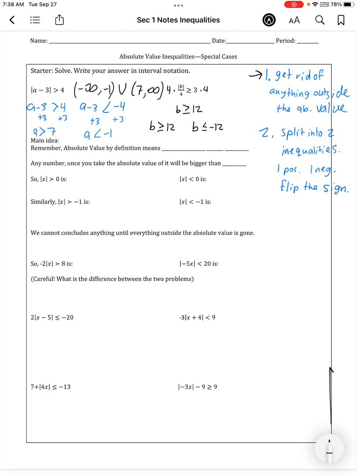There is no number that is somehow both bigger than 12 and smaller than negative 12, so I think we're dealing once again with an OR situation. Negative infinity to negative 12, hard bracket because of the or equal to, union 12 to infinity.